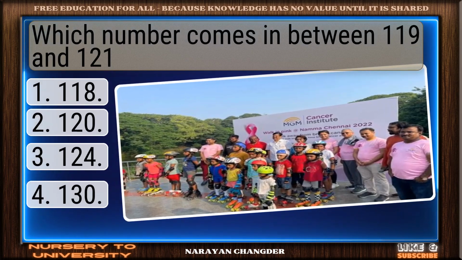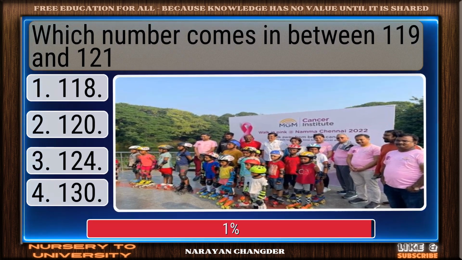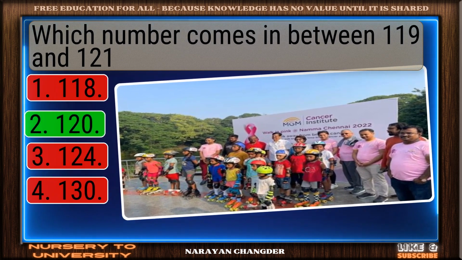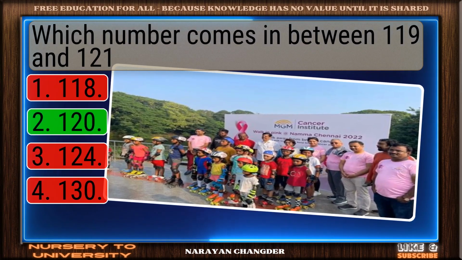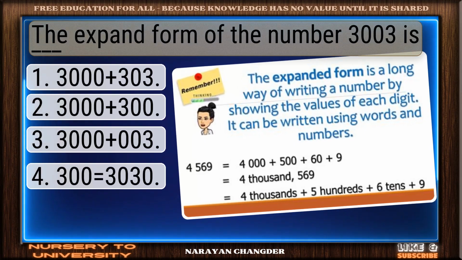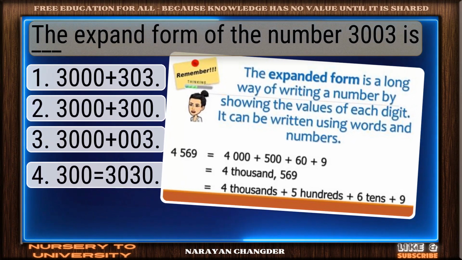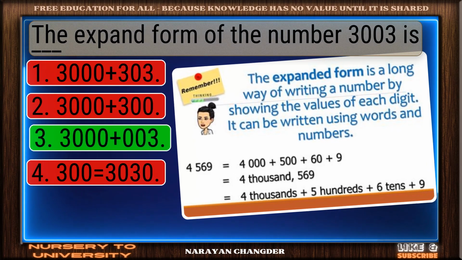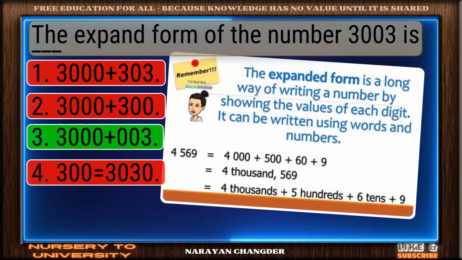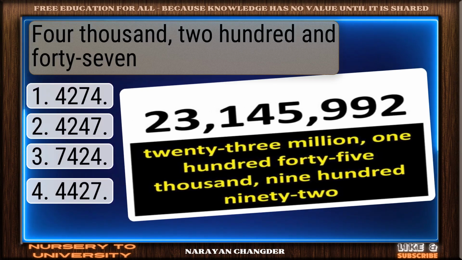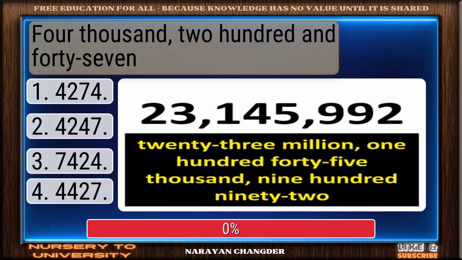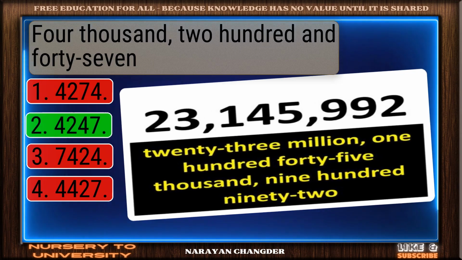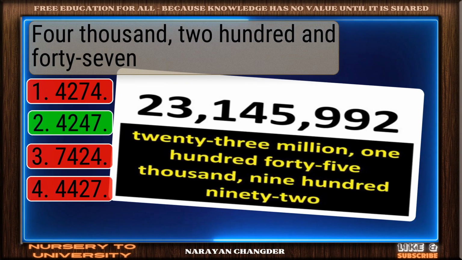Which number comes in between 118 and 121? Excellent. 120 is a brilliant choice. The expanded form of the number 3003 is dash. Nice selection. 3000 plus 3 is the correct and valid answer. 4,247. Perfect. 4247 is the correct choice.